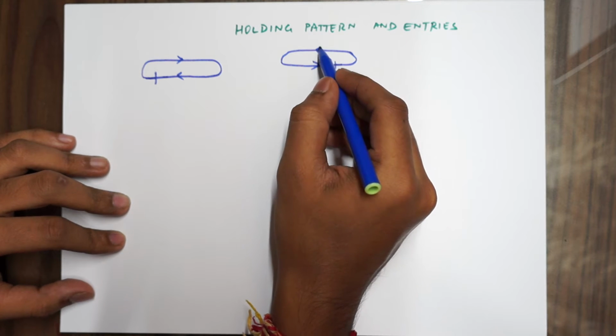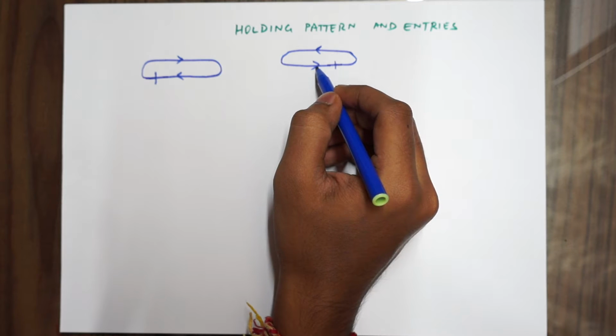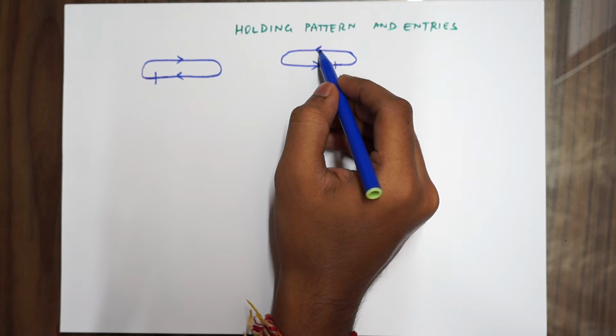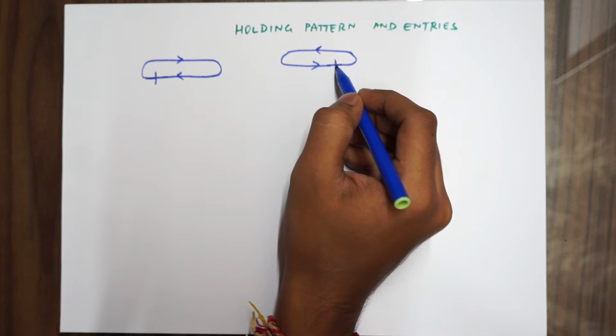Now there are two important arrows you can see here. This is called an inbound leg. This is called an outbound leg. Outbound leg is generally a heading. Inbound is the course, basically, because you will actually fly towards the station.